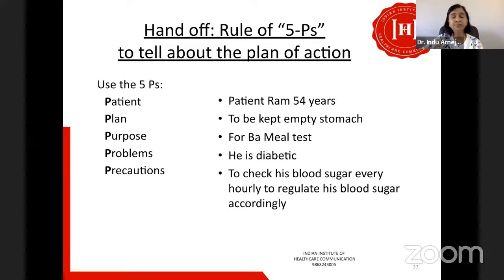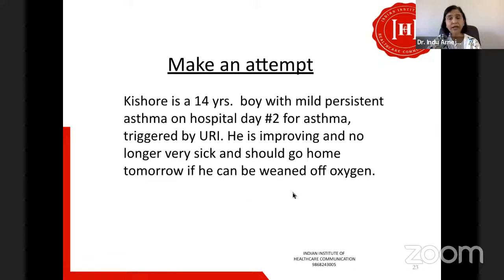So for example, this is patient Ram, 54 years, to remain empty stomach for barium meal test. He's diabetic, so you need to check his blood sugar hourly to regulate his blood sugar accordingly. Okay, make an attempt at this handoff now. Can somebody try this? Write in the chat box. What will you write if you were supposed to hand over?